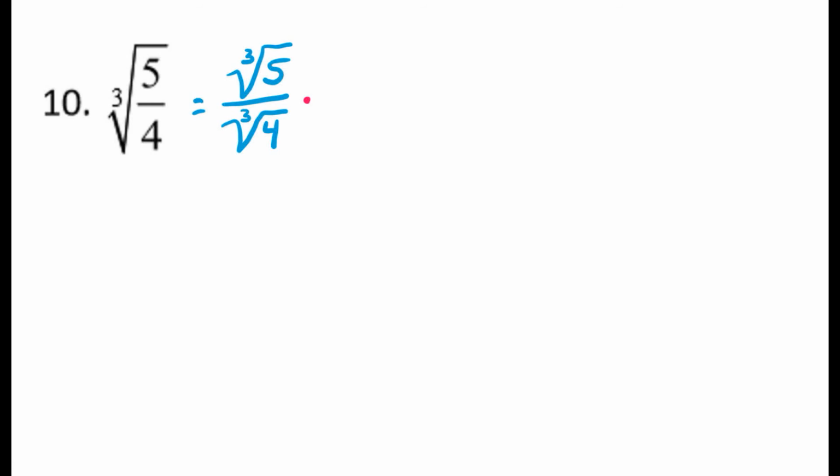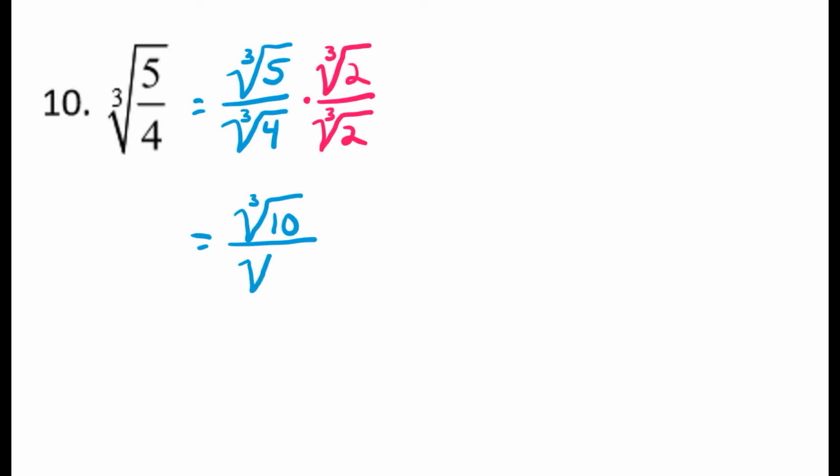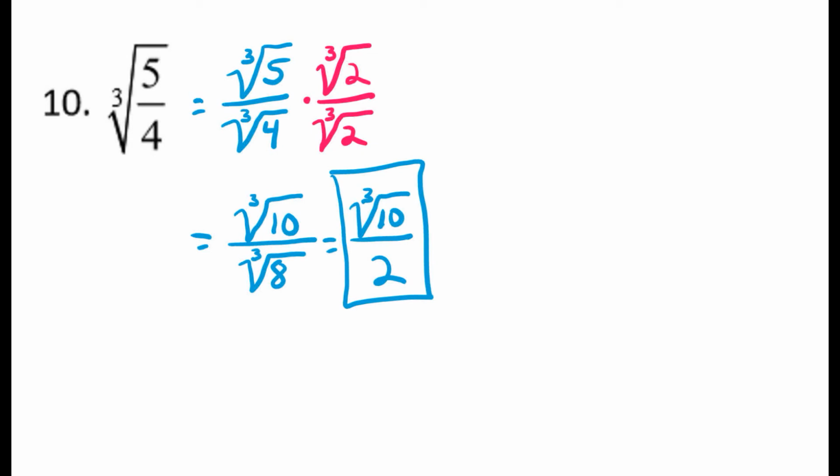So I'm going to multiply both the numerator and the denominator by the cube root of 2. In the numerator, that's going to give me the cube root of 10, because I'm going to multiply what's underneath the radical, the 5 and the 2. And in the denominator, when I multiply the 4 and the 2, I'm going to get to the cube root of 8, which is a perfect cube. So now I have the cube root of 10 over 2, and I was able to rationalize the denominator.